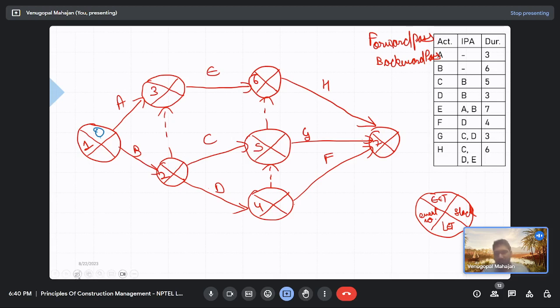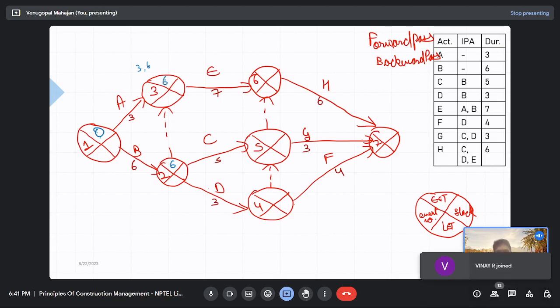What about B? The duration of B is how much? 6. Let me write the durations first. So that we don't have to look at the table again. C is 5. D is how much? 3. E is 7. Guys, you will have to check if I am writing the correct duration or not. Okay, so duration is written. So 0, 6. So 6. When can we reach event 2? At 6, right? What about event 3? Either we can reach by this way 3 or this way 6. So earliest we can reach is only after activity B is complete. So this becomes 6.